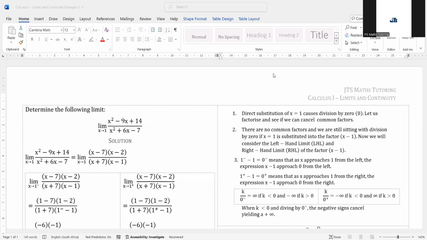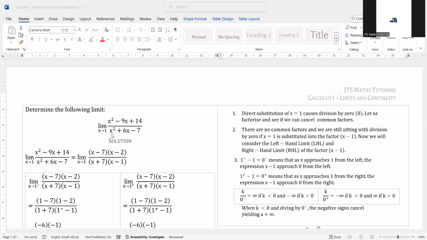So we all know that our first point, of course, is direct substitution. If you sub in 1 into the numerator, you're going to get 1 squared minus 9 multiplied by 1, which is 9. So 1 minus 9, that's a negative 8 plus 14, which is going to give me a positive 6.